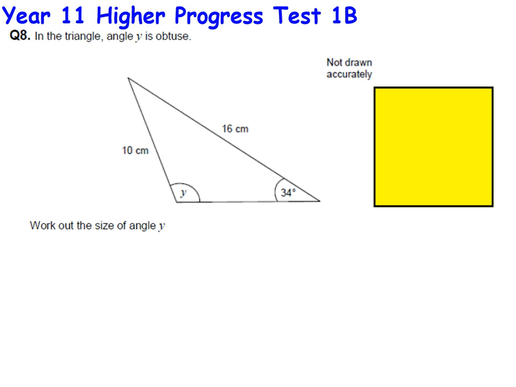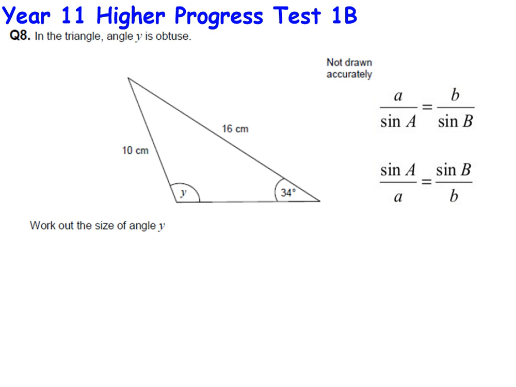Now Question 8, we are asked to find angle Y in this triangle. To do this, we are going to have to use the sine rule, as we have two sides and two angles. So that means that we have a over sine A equals b over sine B, or we're going to use sine A over a equals sine B over b. Now as we have a missing angle, we are going to use the one where the angle is the numerator.